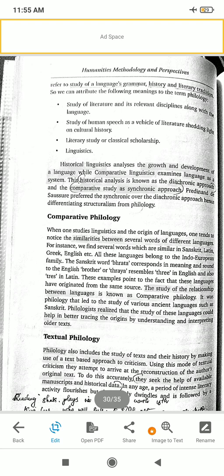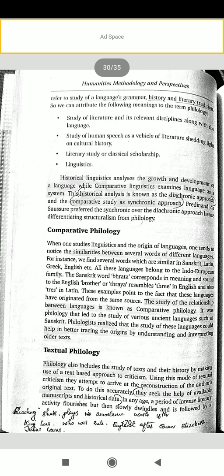Suppose you are studying the English language, you have to refer to the textbooks, the Old English textbooks also. Here it is mentioned that the author's original text should be maintained, and we should seek the help of available manuscripts and historical data. All the available manuscripts and historical data should be studied. In any age, a period of intense literary activity flourishes but then slowly dwindles and is followed.